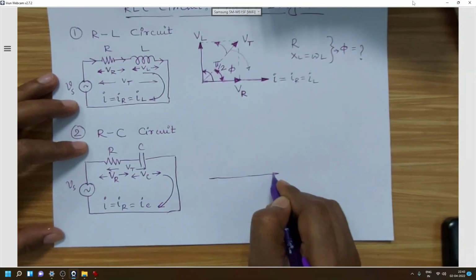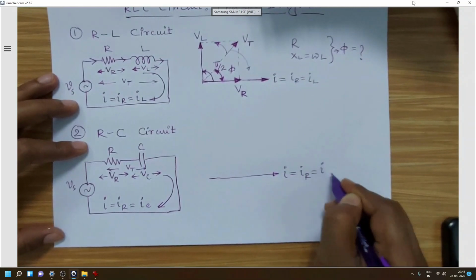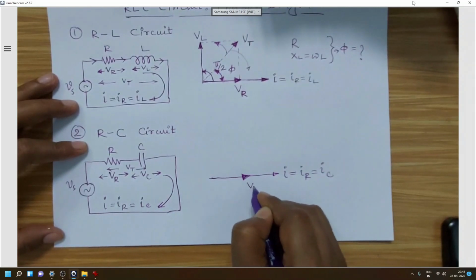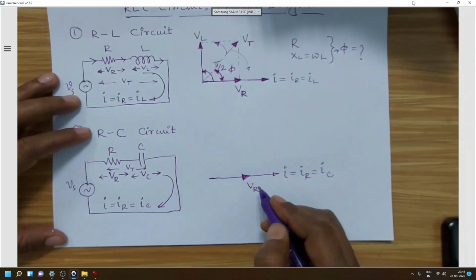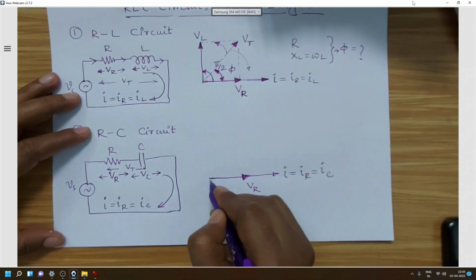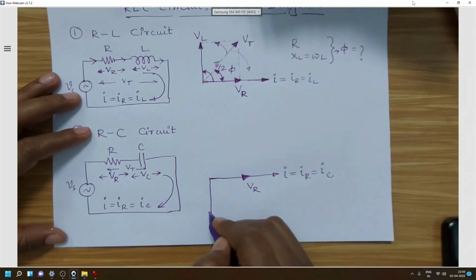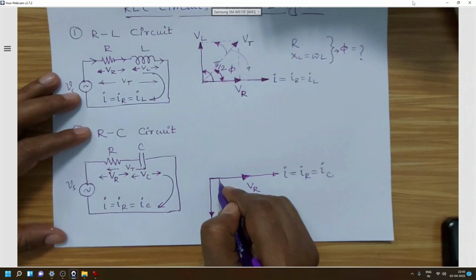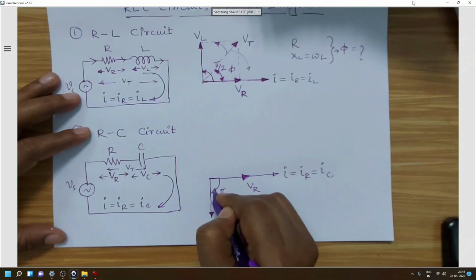As per convention of the series circuit, we will draw I equal to IR equal to IC, and by convention the voltage drop across the resistor, that is VR, will be in the same phase, and VC will be perpendicular to this current, but it will be lagging. In case of capacitor, current leads over the voltage, so the voltage drop across the capacitor will be denoted by a lagging vector, that is VC. This will be obtained by rotating pi by 2 in the clockwise direction by the convention.